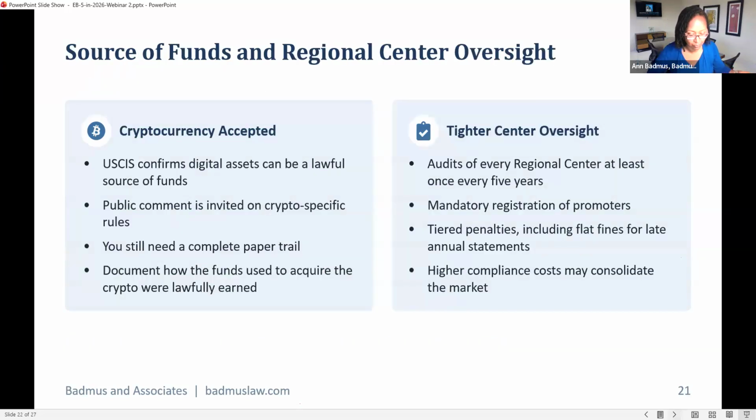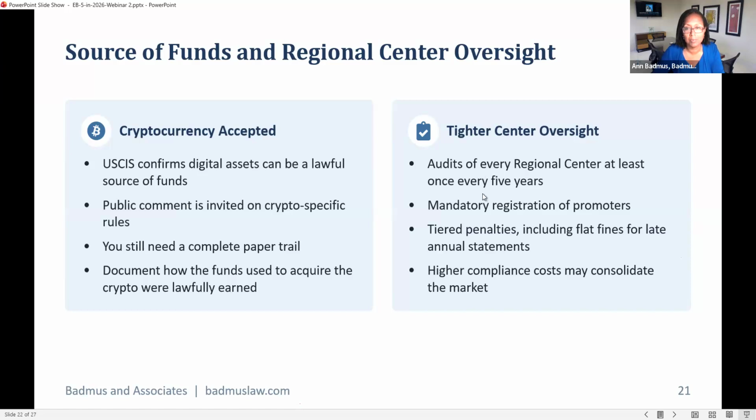So let me finish up real quickly. I have quite a few left, but I'm going to go ahead and move more quickly through some of these. So one of the things I do want to talk about in the new rules as well is the source of funds. So now the government will also confirm that digital assets, cryptocurrency can be a source of funds as well. But of course, you still have to prove that paper trail. You still have to prove how you obtained those funds and how they were lawfully invested, and all of the statements and things associated with that.